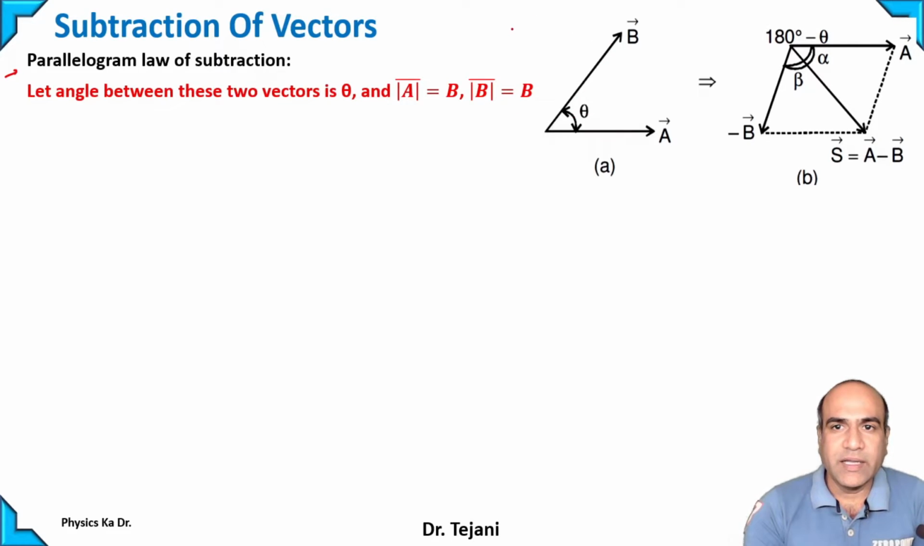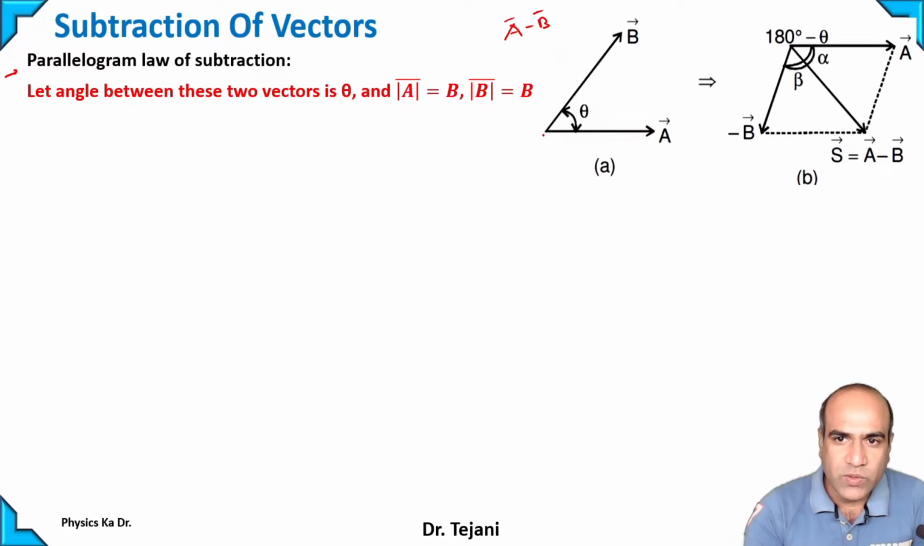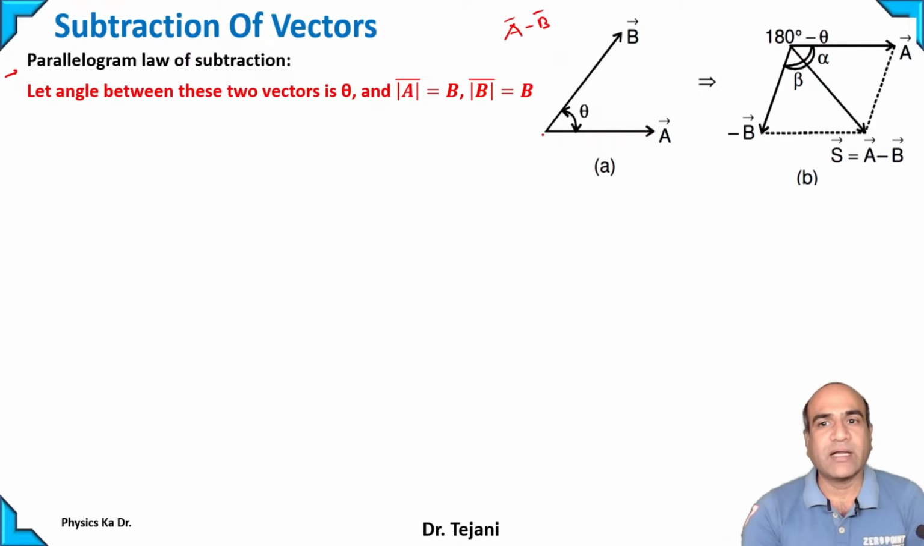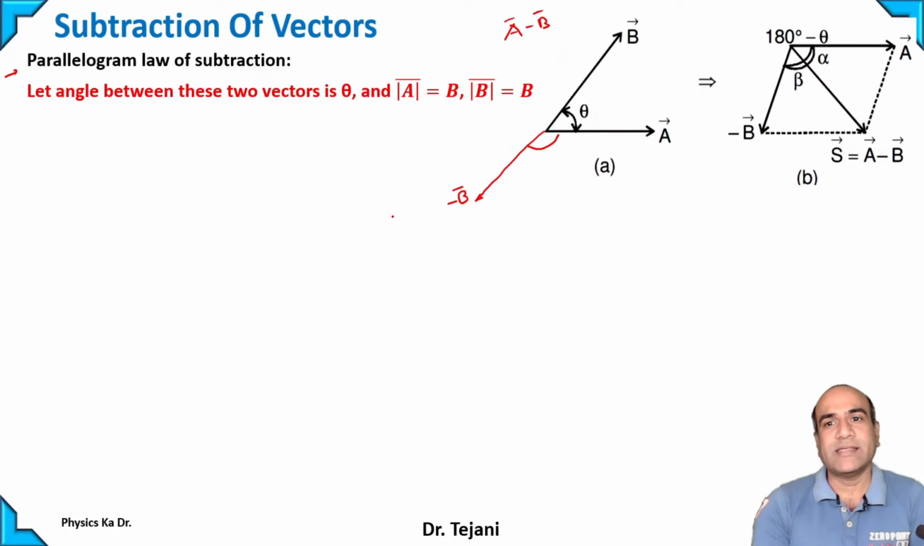Now when we consider A minus B, if we need the solution A minus B, that means it's a case of subtraction. We just need to change the direction of one of the vectors. Let us change the direction of B. That means it becomes a negative vector. And then we need its angle. This angle we require. How to calculate this angle?